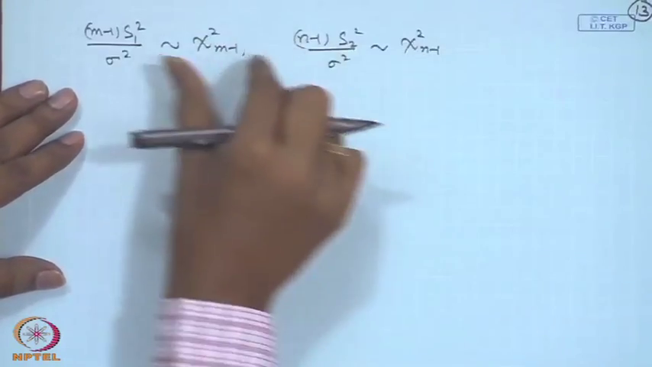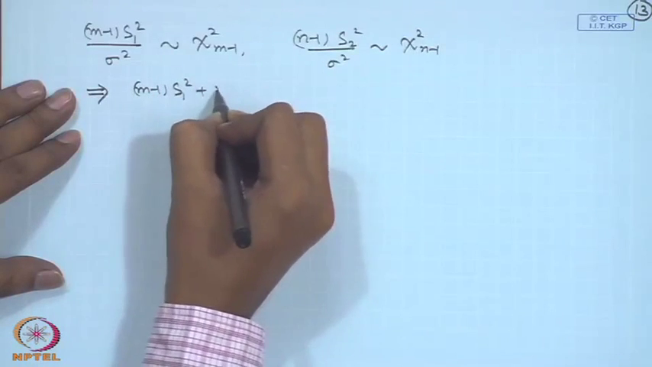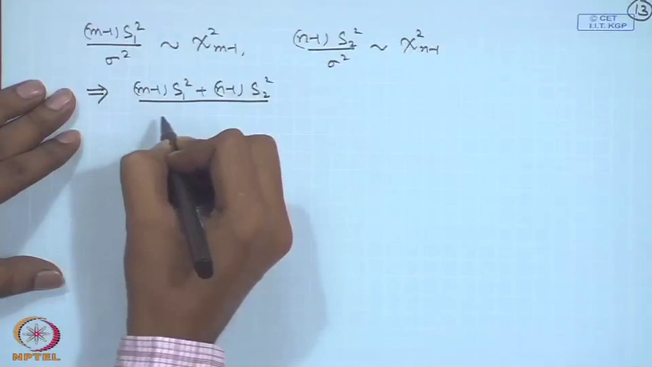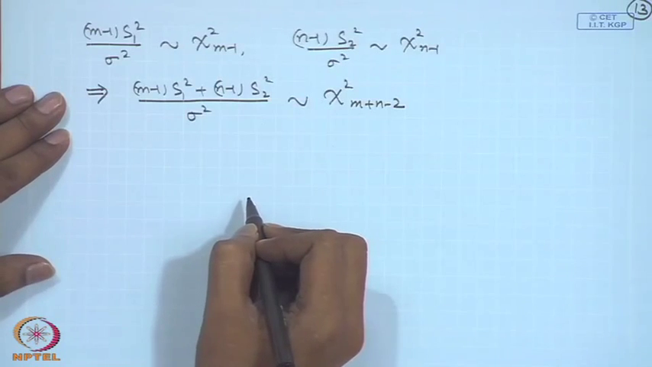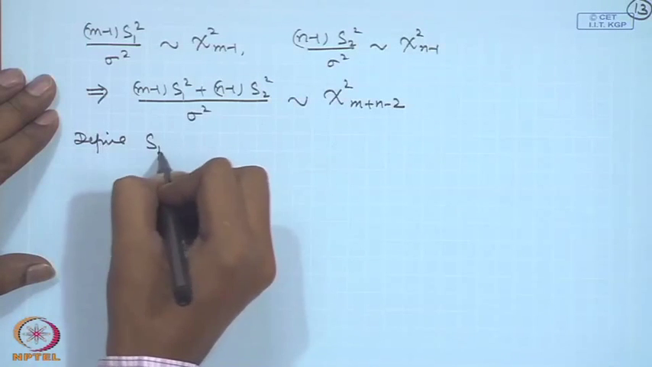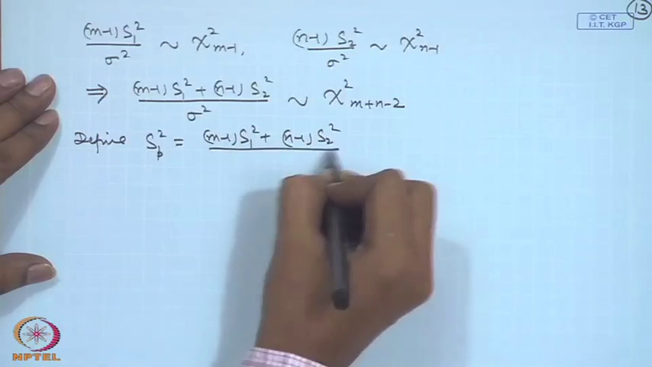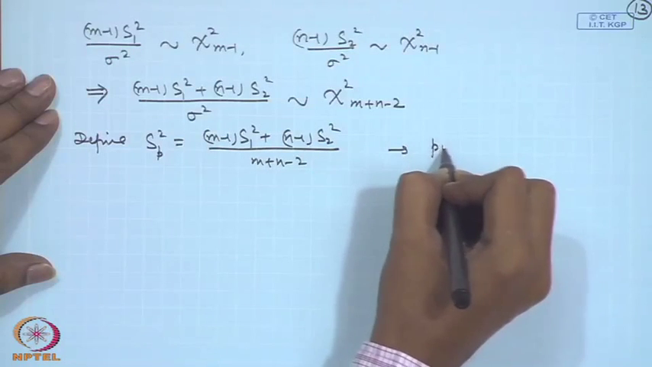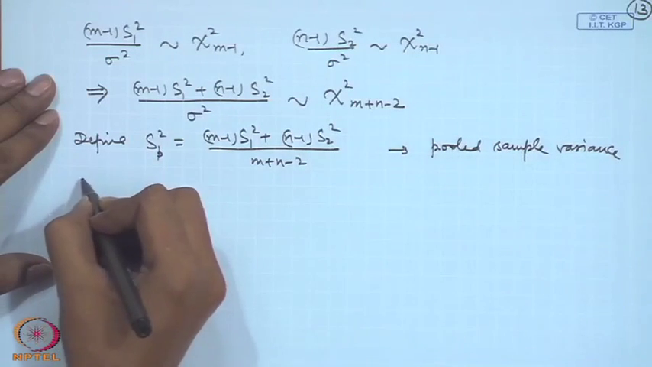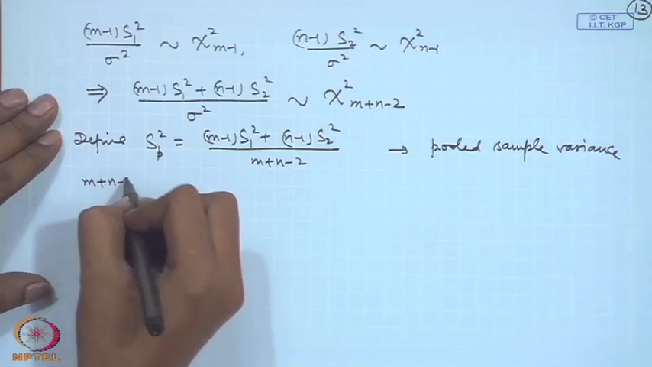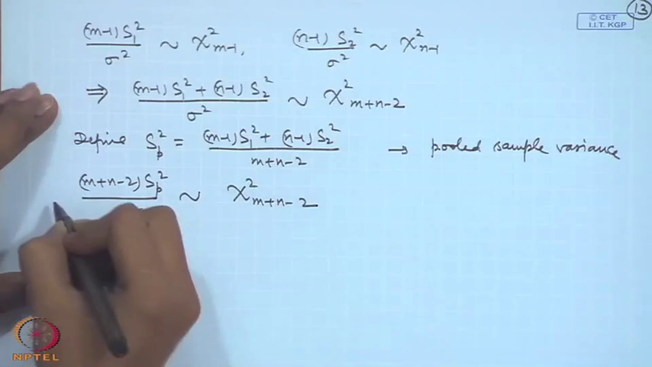As a consequence, I can use the additive property of the chi square distribution, and we will get (m minus 1) S 1 square plus (n minus 1) S 2 square divided by sigma square following chi square m plus n minus 2. So, we define S p square is equal to (m minus 1) S 1 square plus (n minus 1) S 2 square divided by m plus n minus 2, that is the pooled sample variance. So, you have basically (m plus n minus 2) S p square by sigma square following chi square distribution on m plus n minus 2 degrees of freedom.